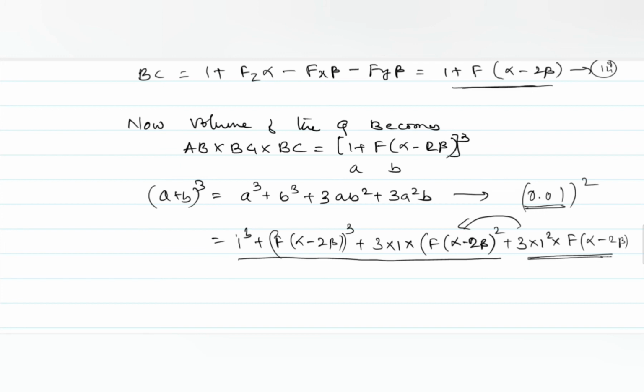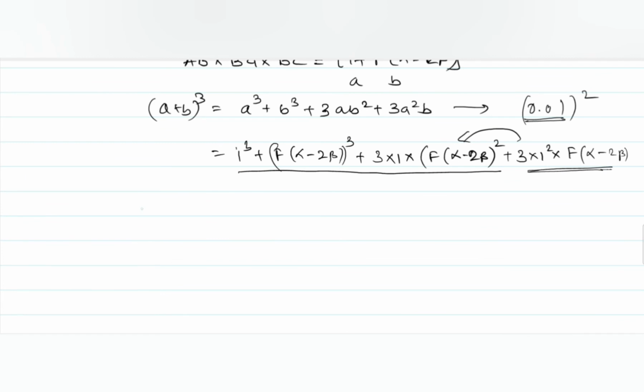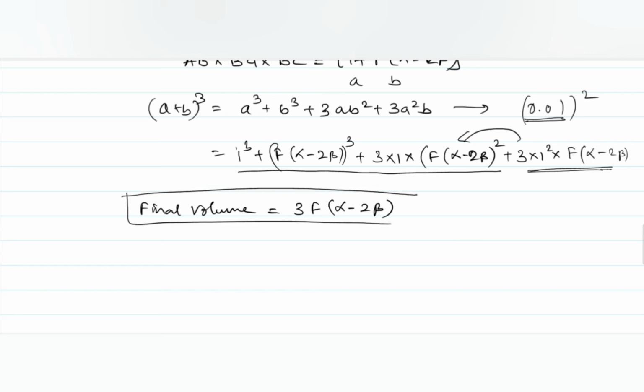So now here, the final equation becomes: the final volume is equal to 1 plus 3f into bracket alpha minus 2 beta. This is the final volume. So now here, the change in volume we will take. That is, change in volume is equal to, what is that?